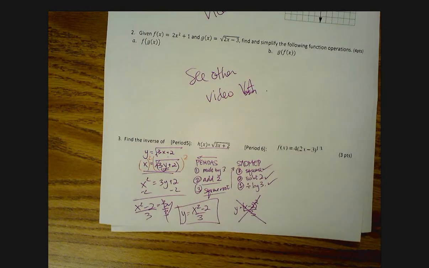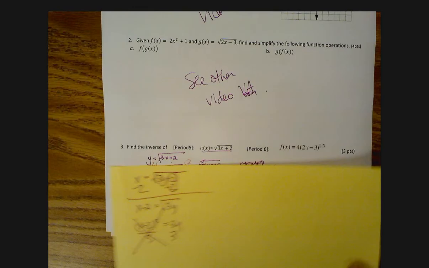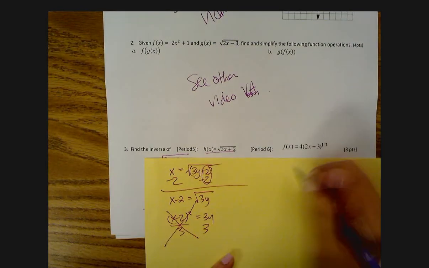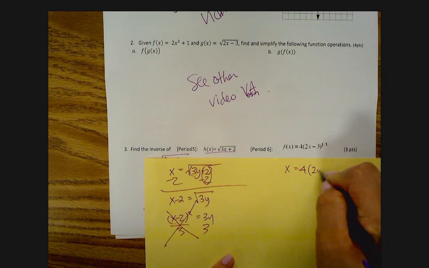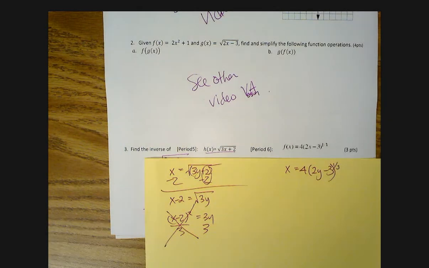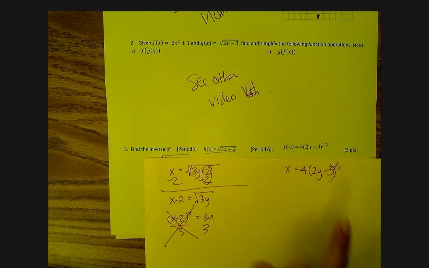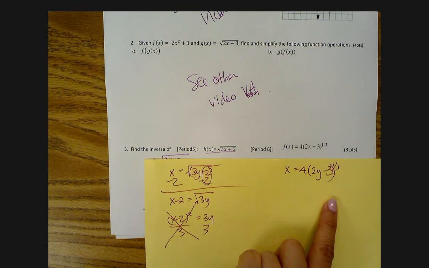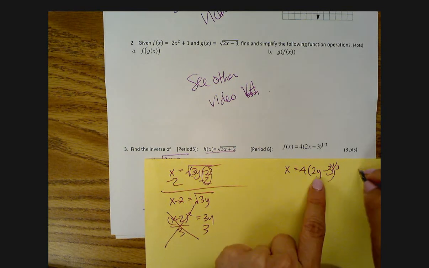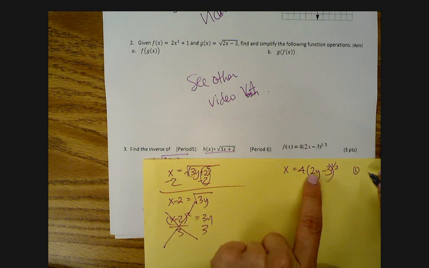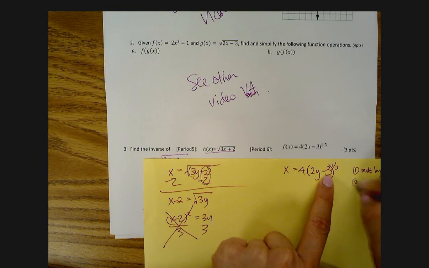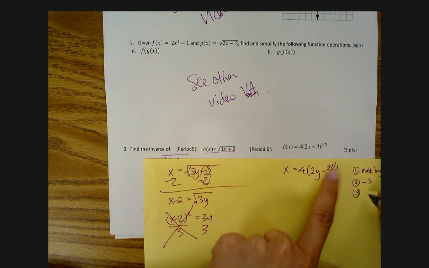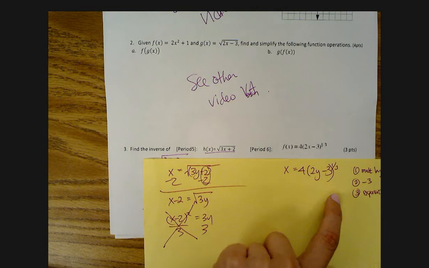Okay, honors, period 6. Okay, so again, switch the x and the y. The thing is, I want to get y by itself. Let's talk about the PEMDAS of what's happening with the y. First, according to PEMDAS, you're going to multiply by 2. Then you're going to subtract 3. Then you're going to take the cube root, the 1/3 exponent, right? And then you're going to multiply by 4.